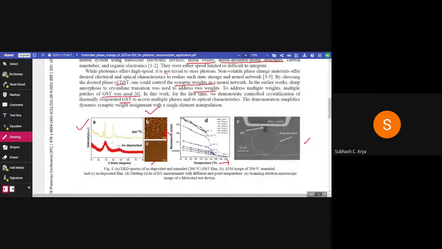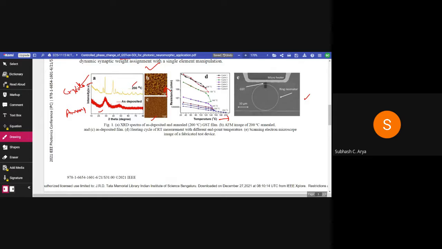So figure 1A, as deposited and annealed at 200 degrees. So this is the as deposited one and this is the annealed one. So this is amorphous and this is the crystalline structure. The crystalline structure is sharp. And this is the 2 theta versus intensity XRD spectra.